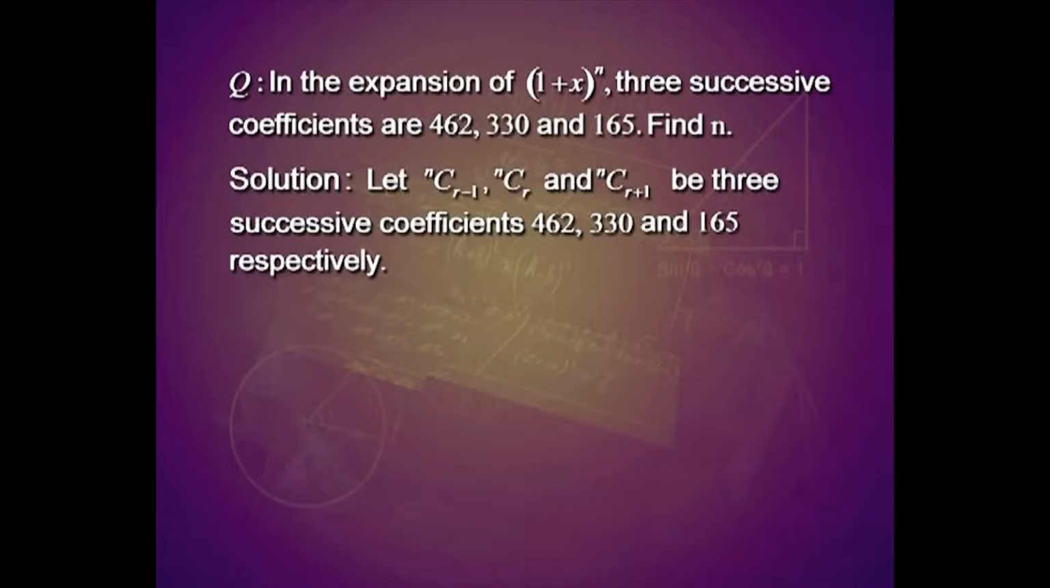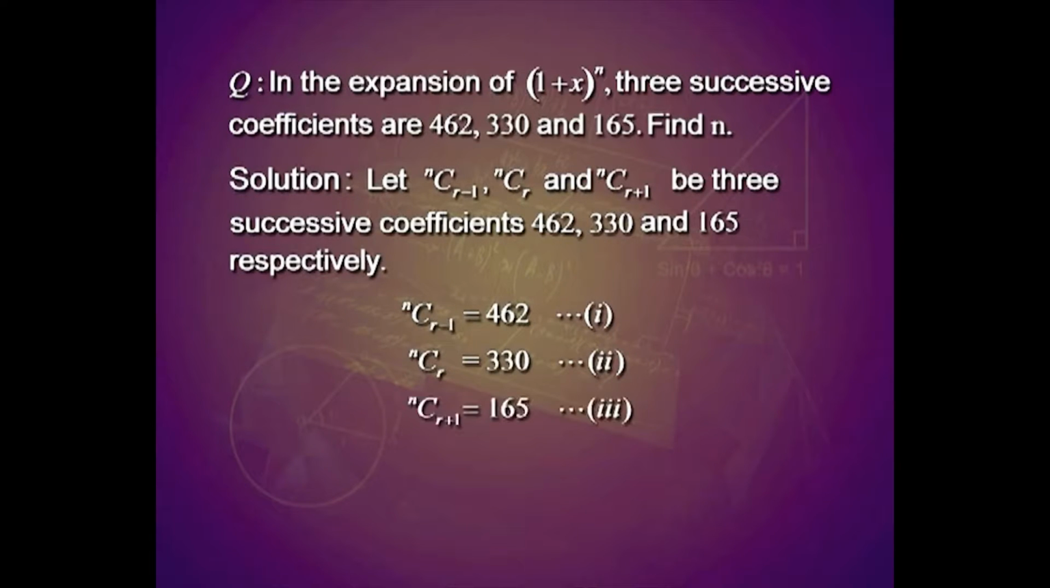So, we know that the coefficient of the r plus 1th term will be nothing but nCr, and therefore, instead of starting the problem with the term itself, I can start with the assumption of what the 3 successive coefficients are. So, I assume that the 3 successive coefficients are nCr minus 1, nCr and nCr plus 1. So, nCr minus 1 is the coefficient of Tr, nCr is the coefficient of Tr plus 1 and so on. Now, these are given to have the values 462, 330 and 165 respectively.